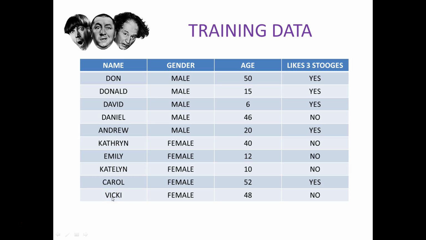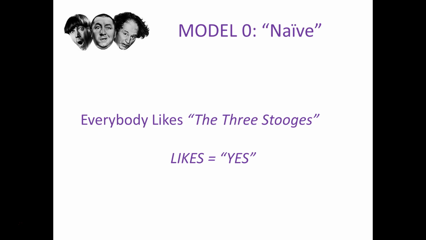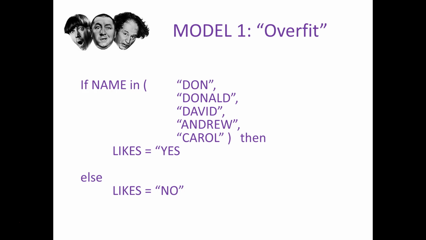So let's say we build a predictive model. Now we're going to build three of them here. The first one's going to be a naive model. We're going to assume everybody likes the Three Stooges, okay? So we're just going to assume everybody likes them. The second model is going to be an overfit model. And here's the model. I'm going to assume that if your name is Don, Donald, David, Andrew, or Carol, then you like the Three Stooges. If your name isn't Don, Donald, David, Andrew, Carol, you don't like them.